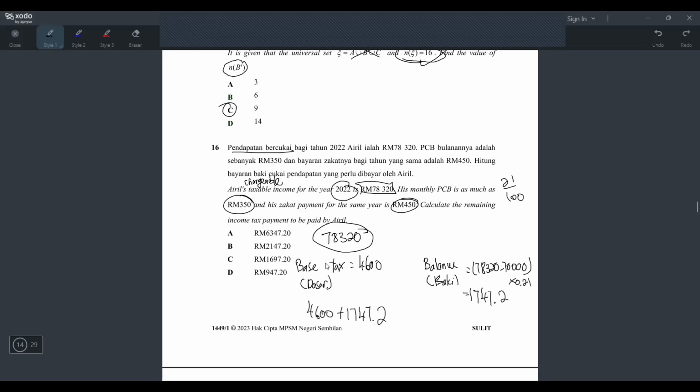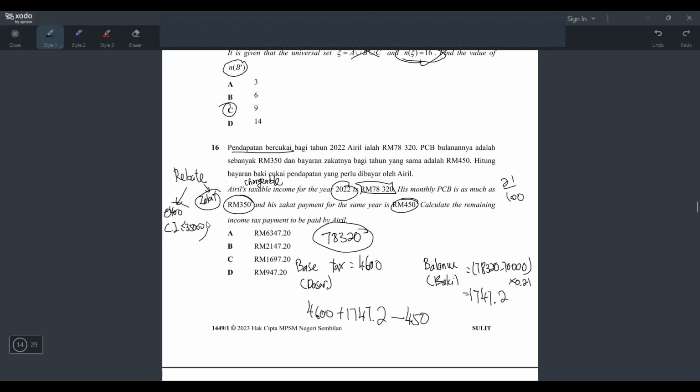But if you want to get your cukai perlu dibayar, the payable income tax, you still have to minus with rebate. And there are two types of rebate, and you must hafal the two types of rebate. The first type of rebate is rebate 400 if your chargeable income is less than or sama dengan 35,000. The other type of rebate is zakat. Zakat, only if the question mentioned it, then only got zakat. This question mentioned zakat, so I think I have to minus 450.